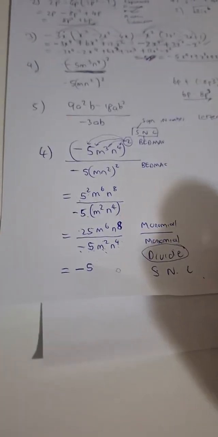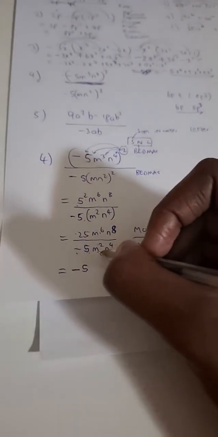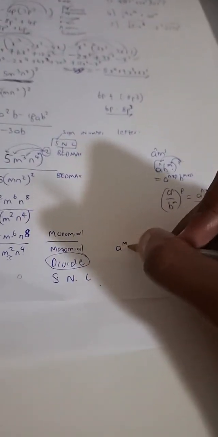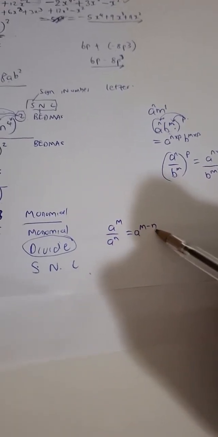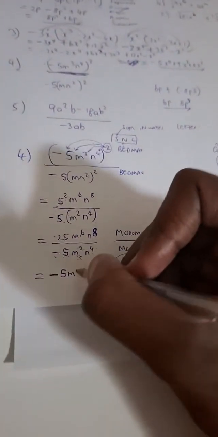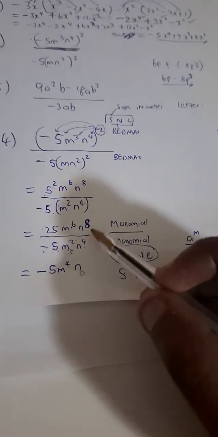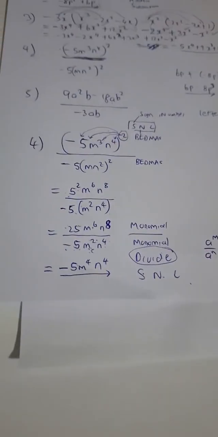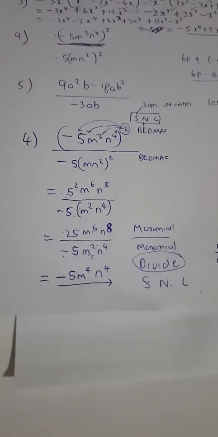It's a 5. What's m to the power 6 divided by m to the power 2? There's a law of exponents that applies for division of same bases. When bases are the same and we are dividing, what do we do to the exponents? We subtract them. So m to the power, what's 6 minus 2? It's 4. N to the power, what's 8 minus 4? It's 4. Final answer: -5 m to the power 4, n to the power 4.